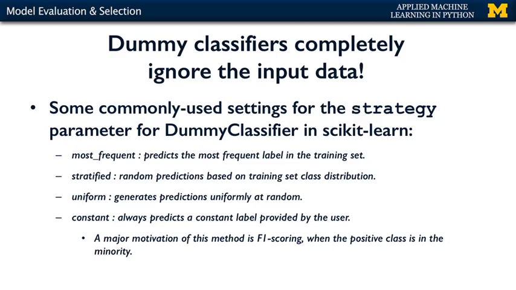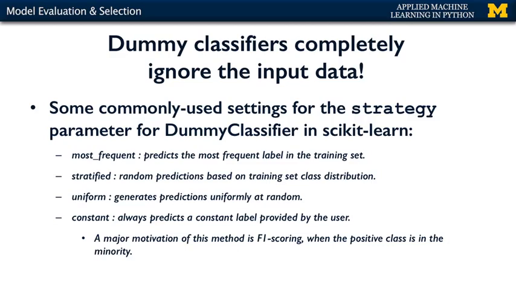The uniform strategy is another random prediction method that will generate class predictions uniformly at random. That is, all classes have an equal chance of being output, as opposed to being weighted by their frequency in the training set. This strategy may be useful in gaining an accurate estimate of what are the most common types of prediction errors for each class. Finally, the constant strategy can be useful when computing some metrics like F-score, which we will cover in a few minutes. Well, why is that?